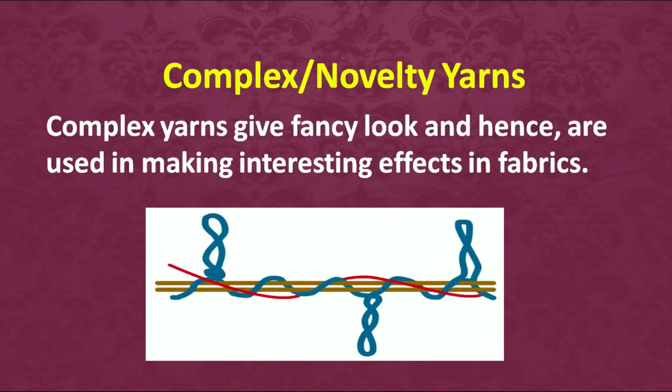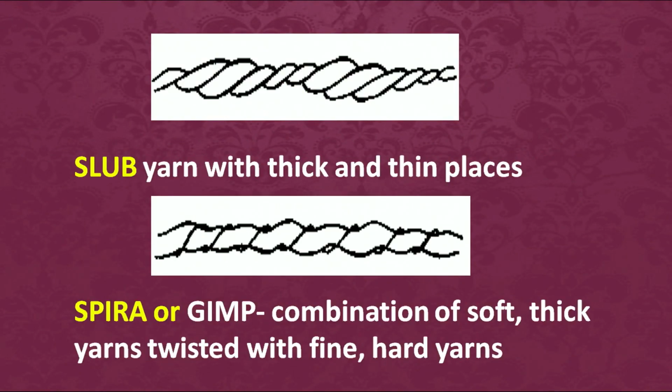So when we talk of complex and novelty yarns, we find that one example is a slub yarn, which is alternately thick and thin in different places, or we can have a spiral or a gimp, which is a combination of soft, thick yarns twisted along with fine and hard yarns. So again, the final product that we get is somewhere hard and somewhere soft. So it's a different kind of surface that we obtain on the fabric.